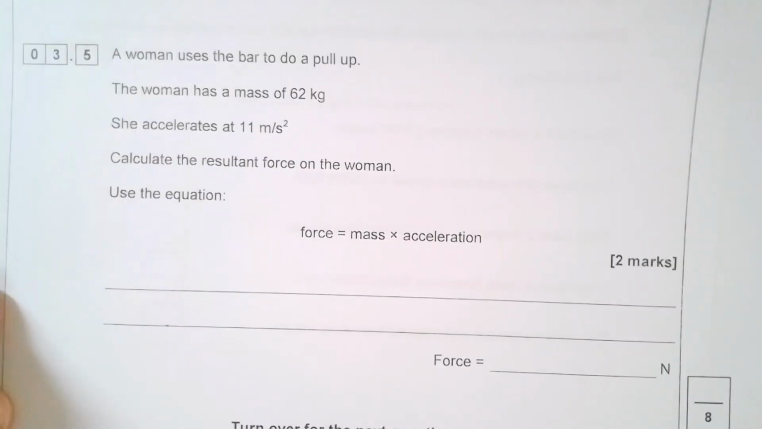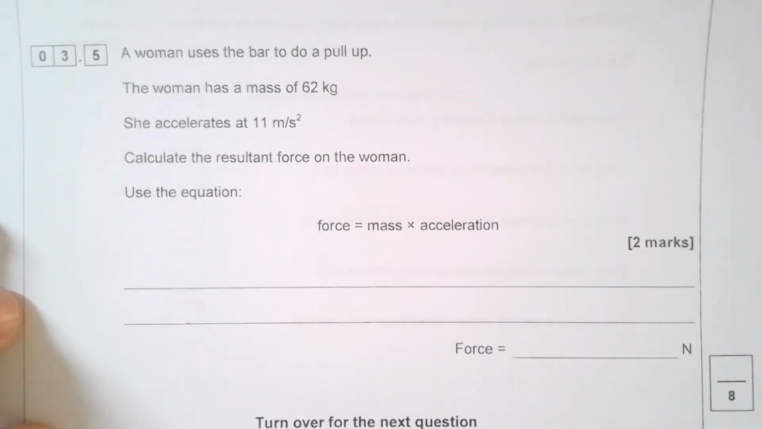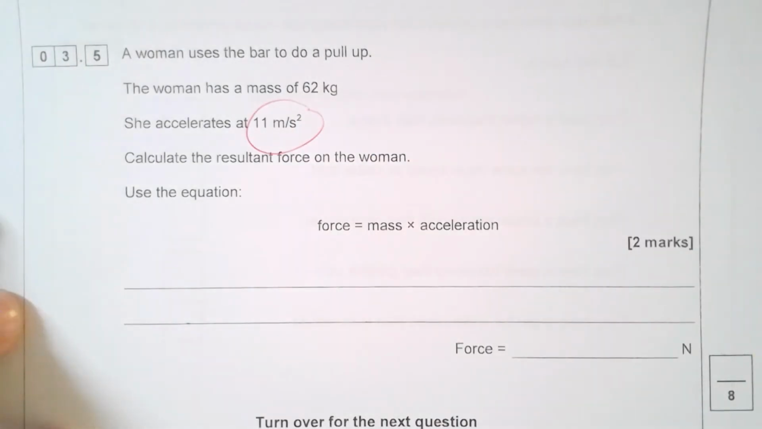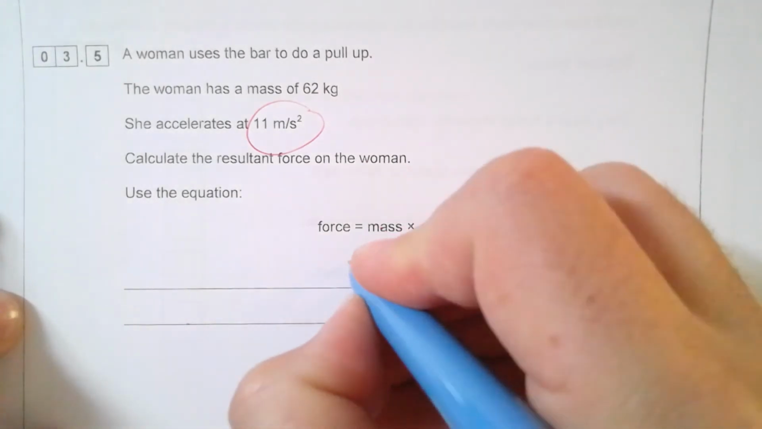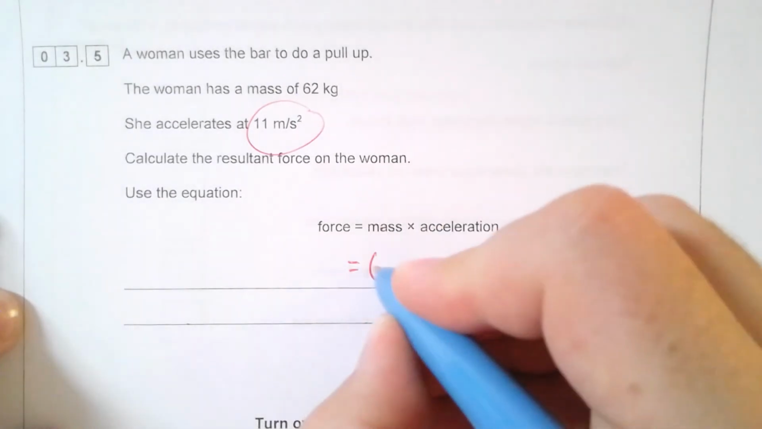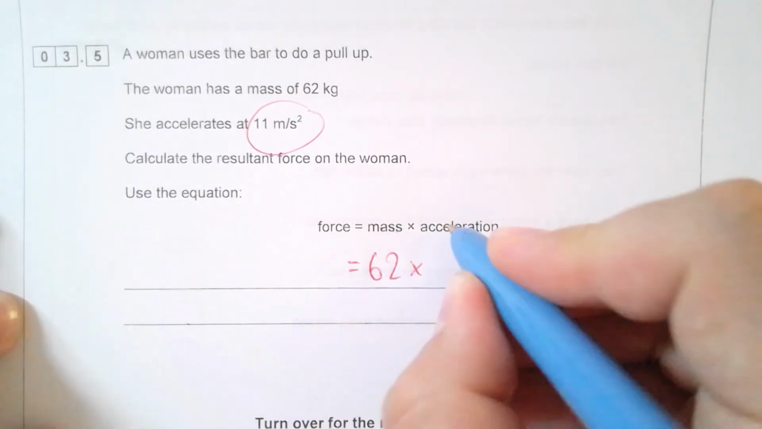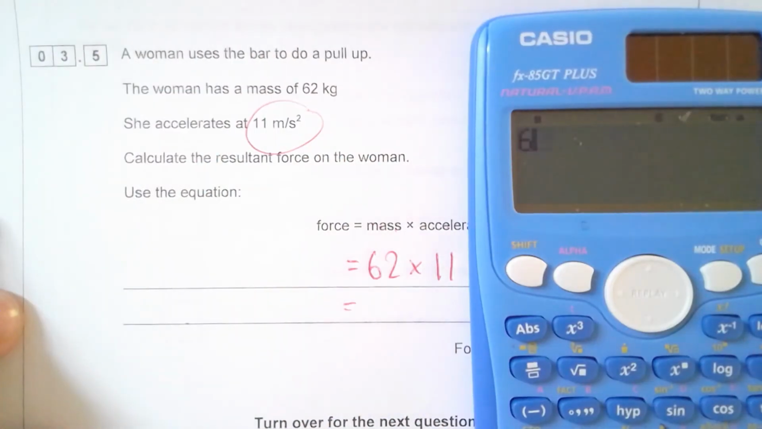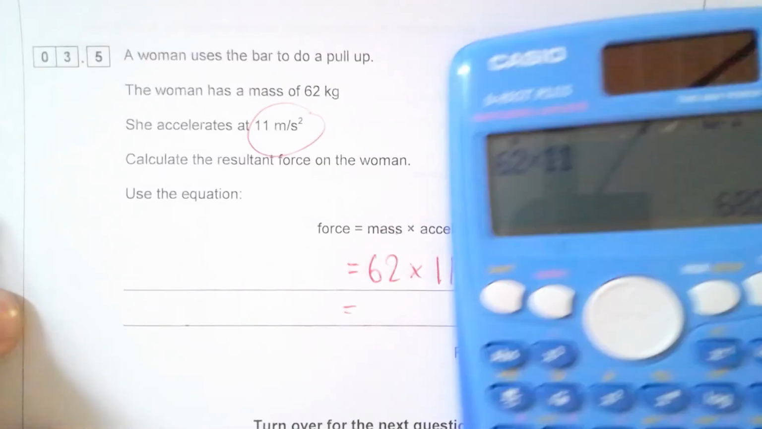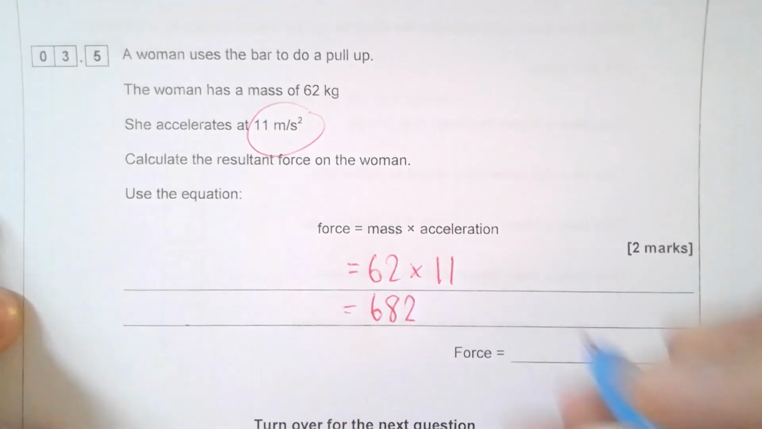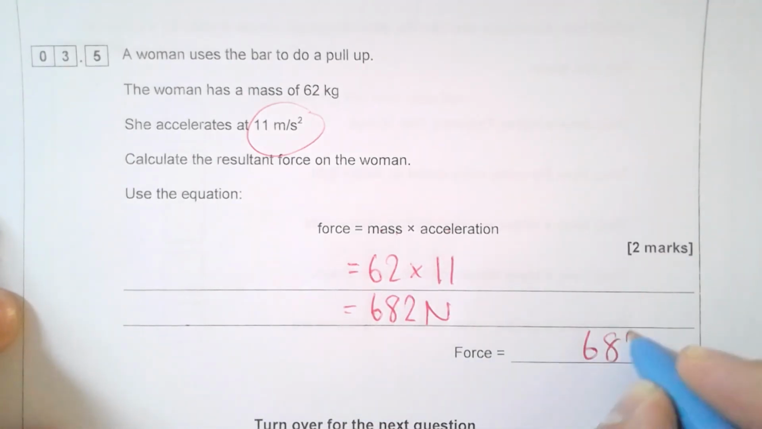Finally, a woman uses a bar to do a pull-up. The woman has a mass of 62 kilograms. She accelerates at 11 meters per second squared. Calculate the resultant force. We're going to use force equals mass times acceleration, which is a quantitative look at Newton's second law of motion. So we have 62, the mass, and acceleration is 11. 62 times 11 is 682, and the unit is newtons. Let's write it down here.